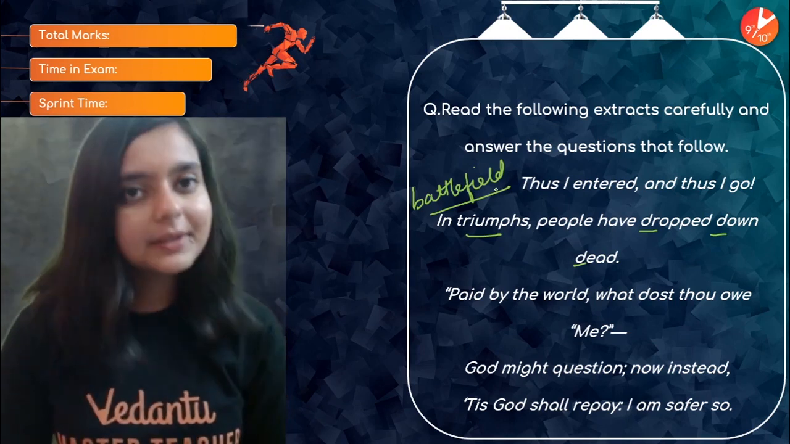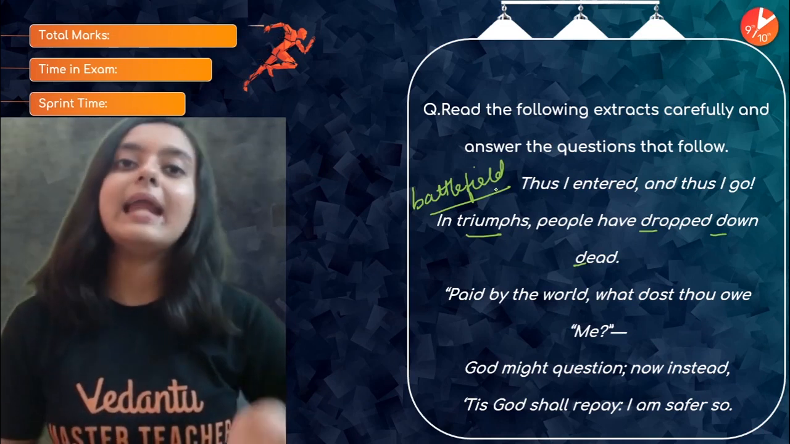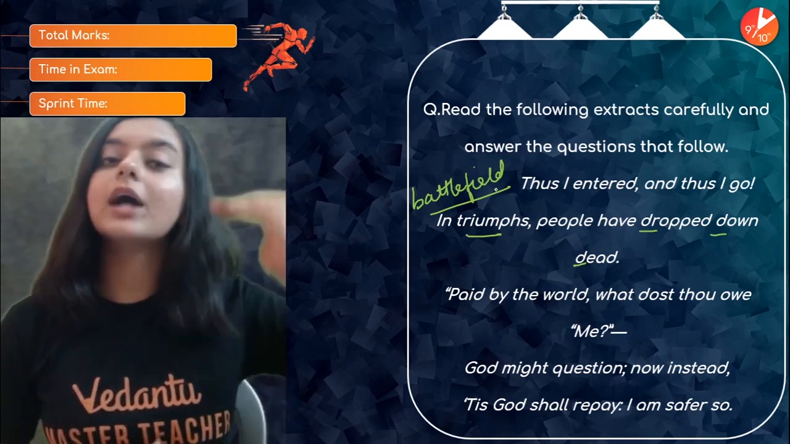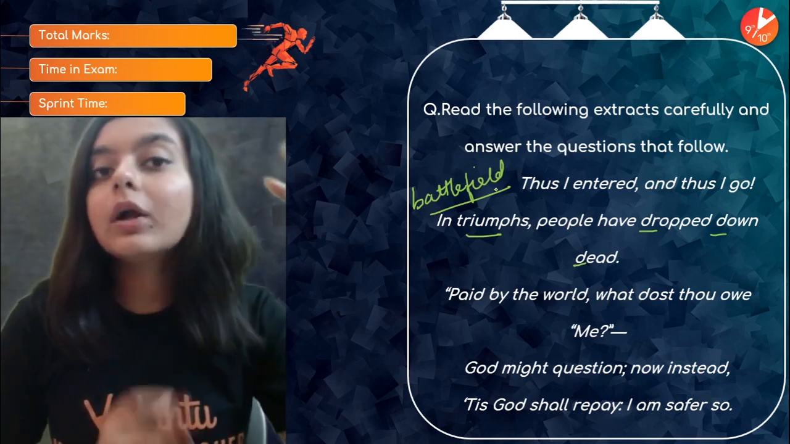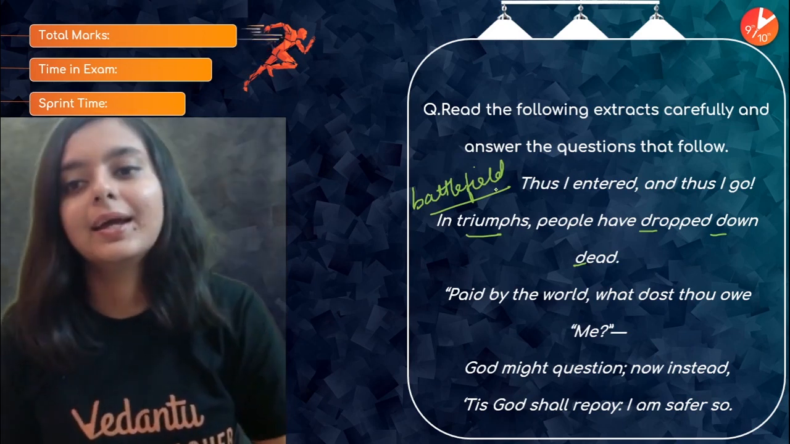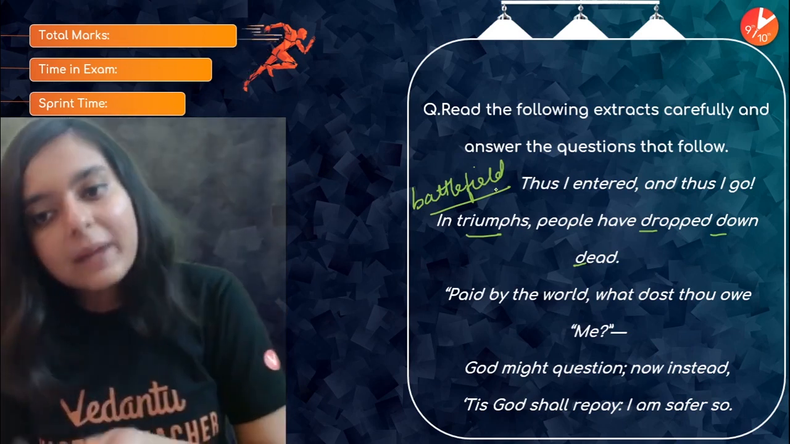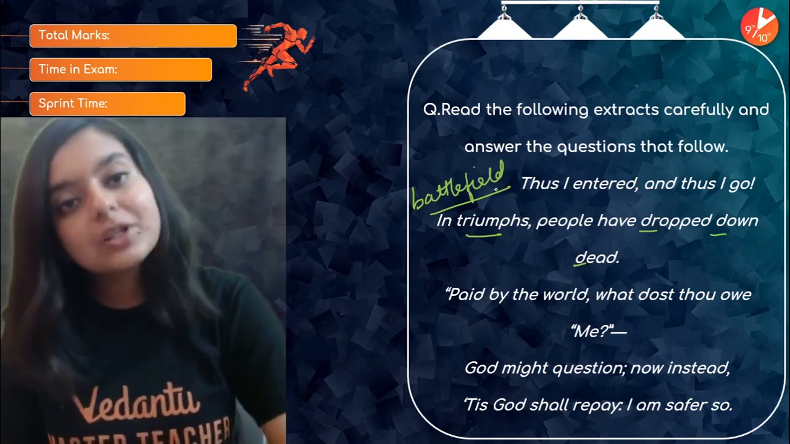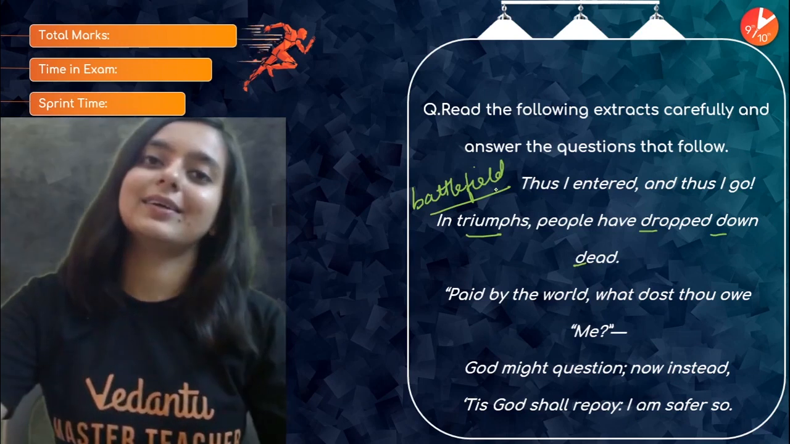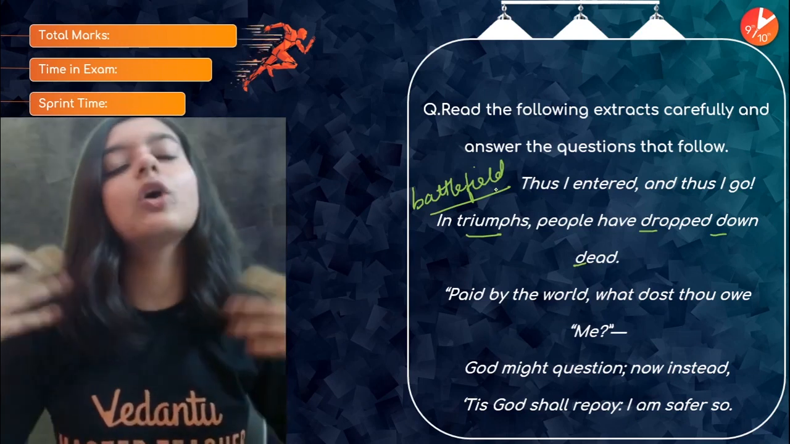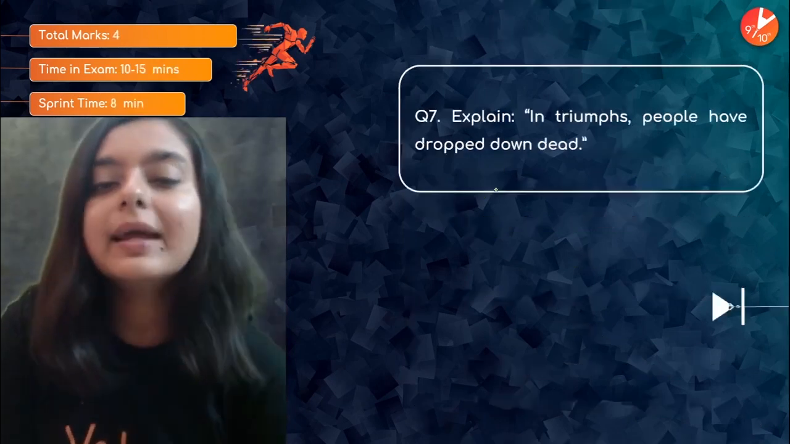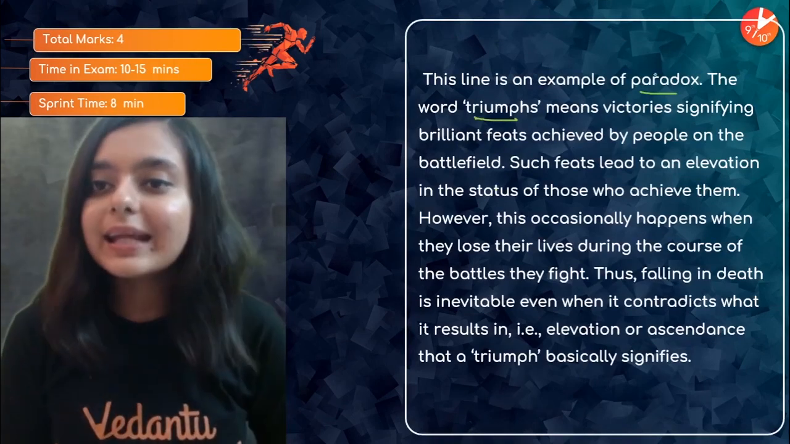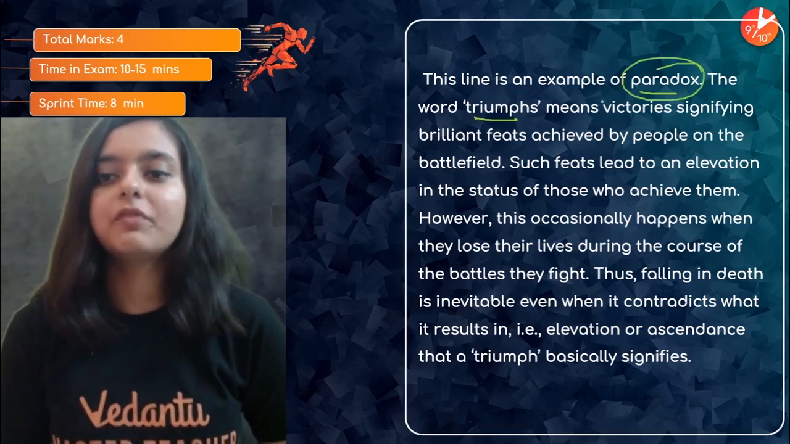But what happens when the people die? We call them martyrs, right? So they are elevated to that stature. So the poet is saying that in order to achieve that elevation, they have to die. So when they are dying, they are dropping down, right? But after death, they are elevated in the minds of the people, because we are calling them martyrs. So in that way, they are ascending. So isn't there a contradiction? That exactly is the paradox over here.